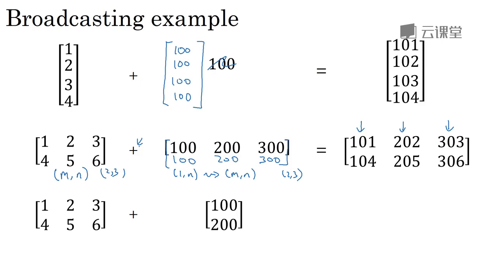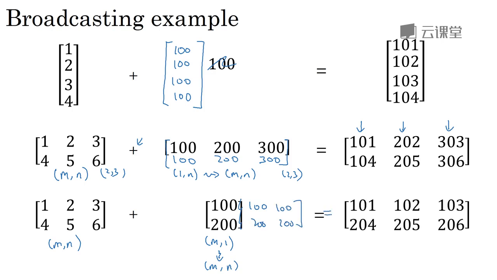Just one last example. What if you have an m by n matrix and you add this to an m by 1 vector, an m by 1 matrix? Then this will copy it n times horizontally, so you end up with an m by n matrix. As you can imagine, it will copy it horizontally 3 times and add those. So when you add them, you end up with this. We've added 100 to the first row and 200 to the second row.